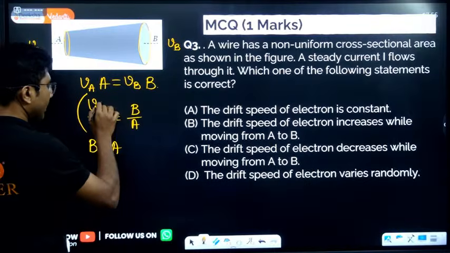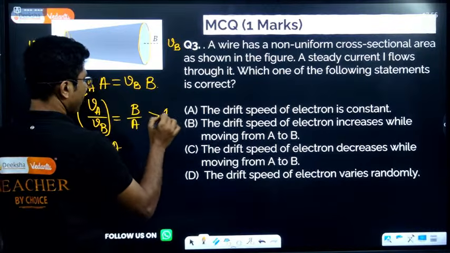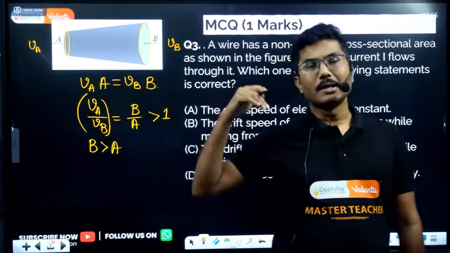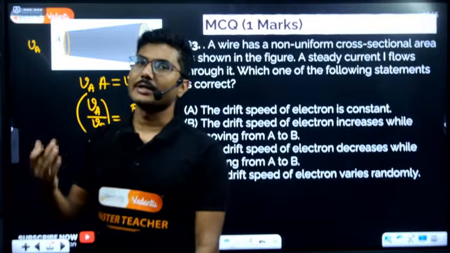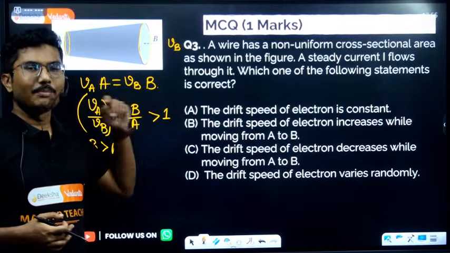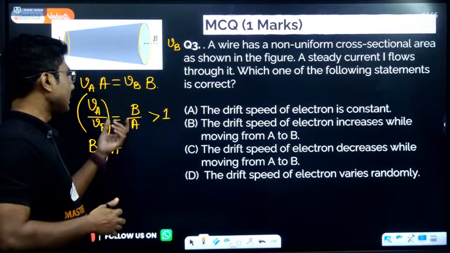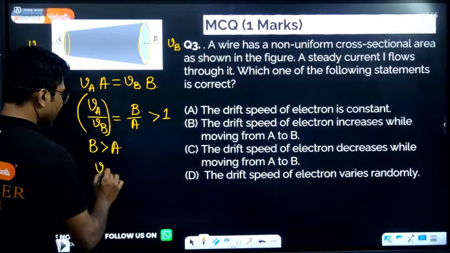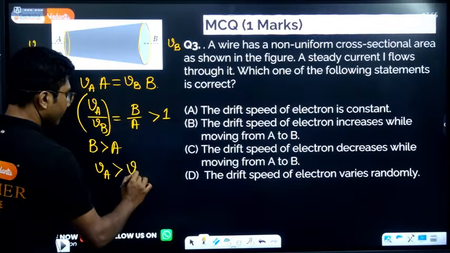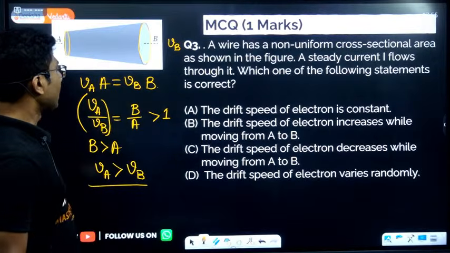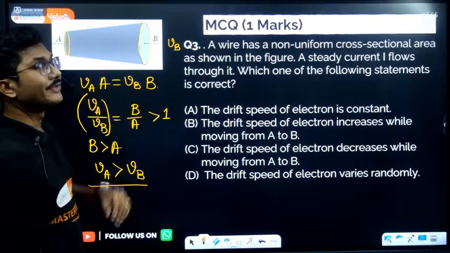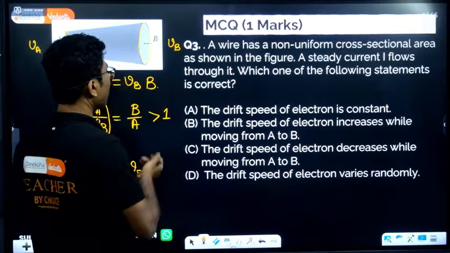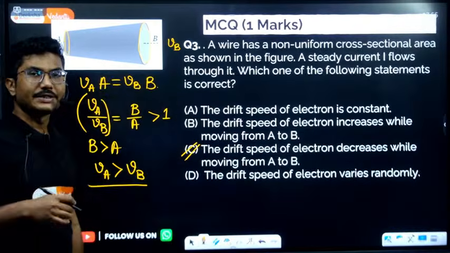That means this quantity must be greater than 1, because B is a bigger number, A is a smaller number. If you divide 2 by 1, you get 2, which is greater than 1. Even 5 by 4 is greater than 1, right? So the right hand side is greater than 1, that means the left hand side should also be greater than 1. That means VA must be greater than VB. So as the electrons are moving from A to B, the drift speed is decreasing. The drift speed of electron decreases while moving from A to B. So option C is the correct answer.